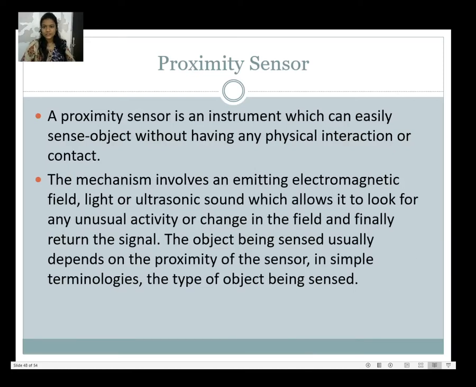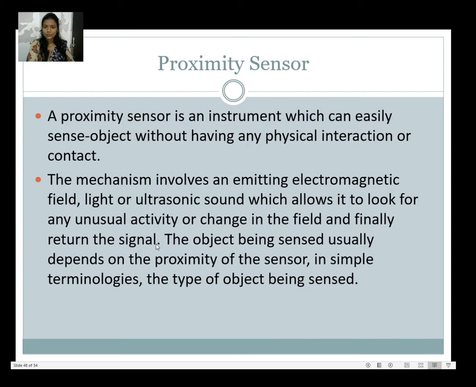Now next is proximity sensor. A proximity sensor is an instrument which can easily sense an object without any physical interaction or contact. So a proximity sensor is used to easily sense an object without having any physical interaction with the object. The mechanism involves emitting an electromagnetic field, light or ultrasonic sound, which allows it to look for any unusual activity or change in the field and finally return the signal.